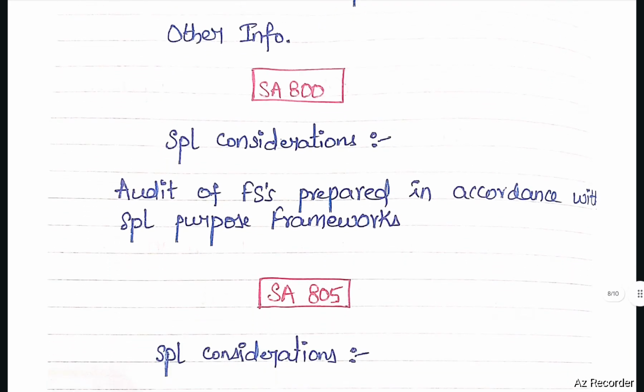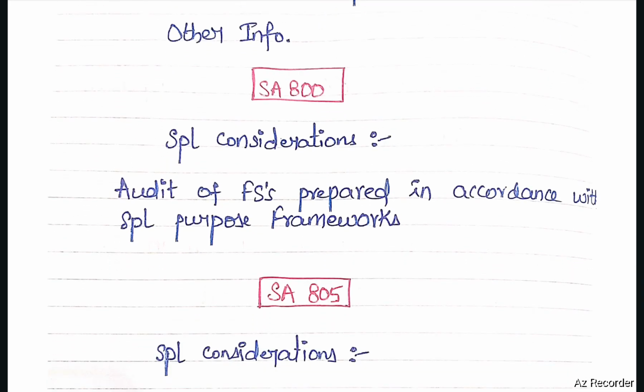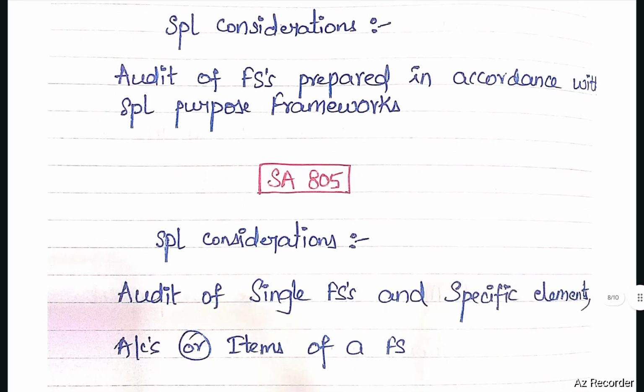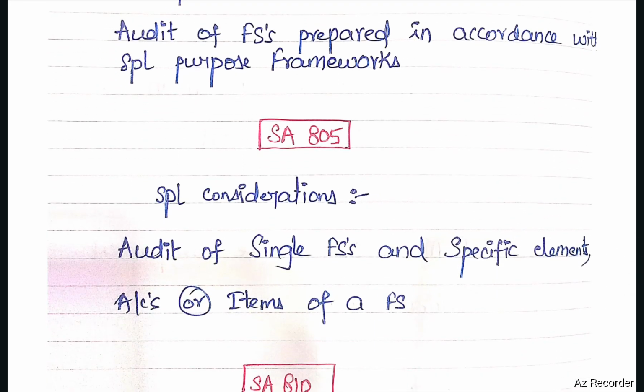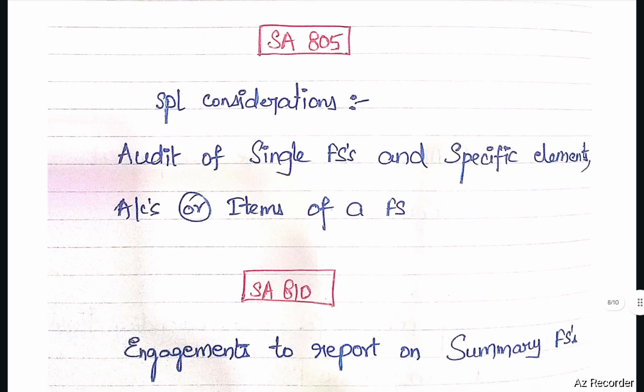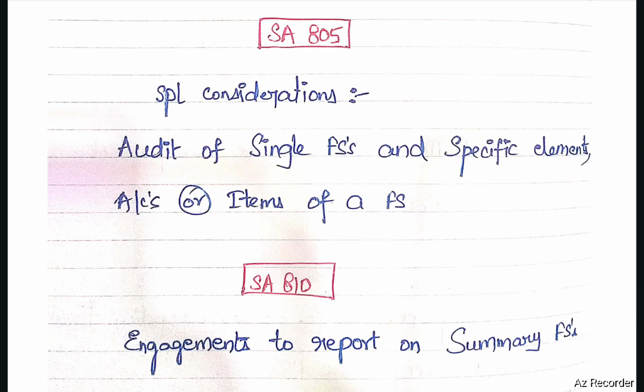SA 800, special considerations, audit of financial statements prepared in accordance with special purpose frameworks. SA 805, special considerations, audit of single financial statements and specific elements, accounts, or items of a financial statements. SA 810, engagements to report on summary financial statements.